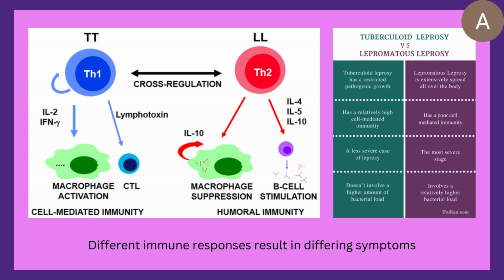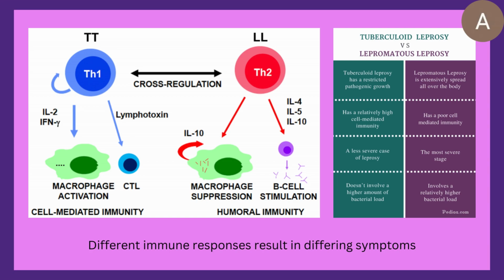This is known as a cell-mediated response and is noted as high cell-mediated immune response. This results in a limited number of skin lesions and asymmetric nerve involvement. The other type of leprosy is lepromatous leprosy, and it is the result of the activation of Th2 cells, or T helper cells 2. These result in the secretion of IL-4, 5, and 10 cytokines. This is a humoral response, and thus it is not effective in killing M. leprae.